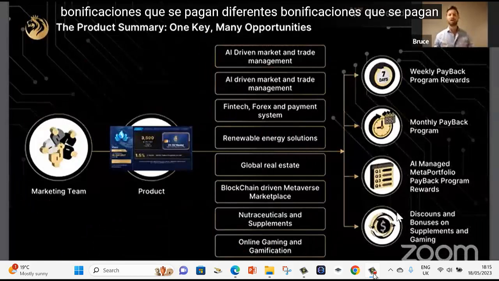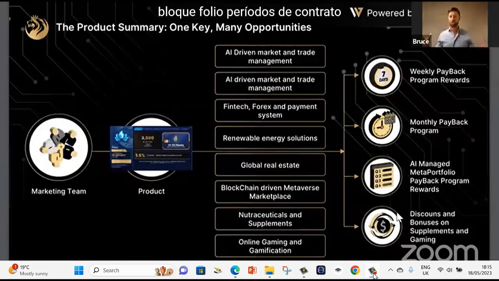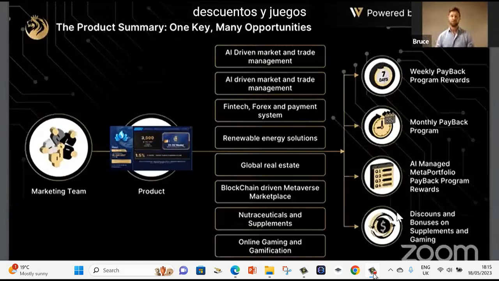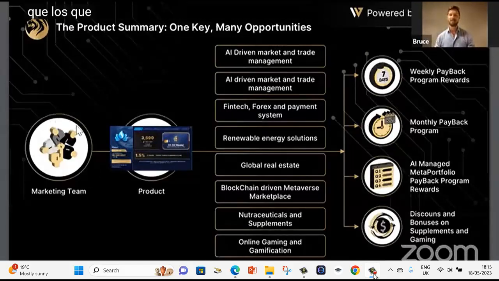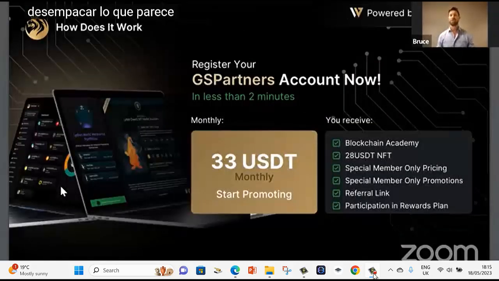How do we market this out into the market? How do we grow our community, grow our user base, and therefore grow our market share in these different sectors? We do that through a marketing team, and we use what is called an affiliate or network marketing model. Let's have a look at how you can plug into that network marketing model.